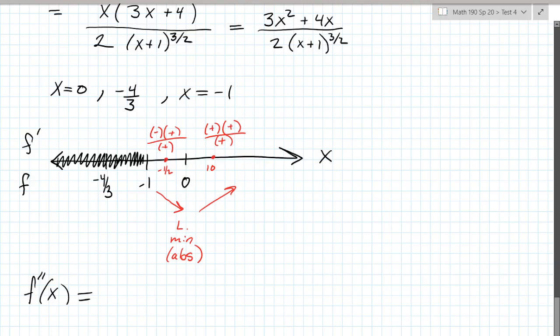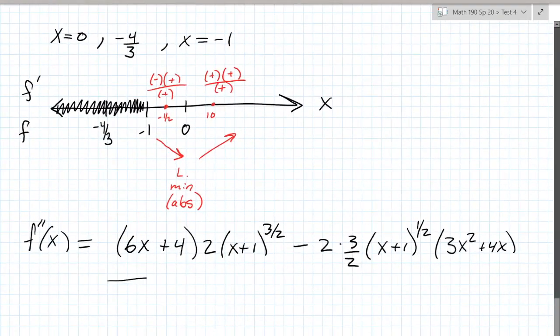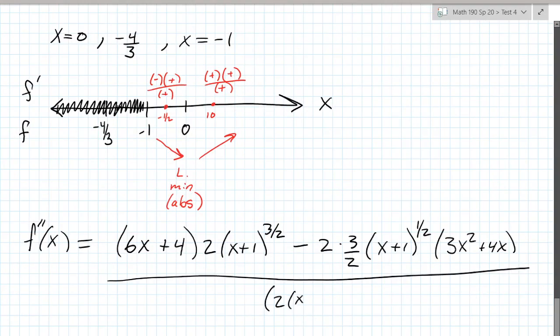Applying the quotient rule: derivative of the top times the bottom, minus the derivative of the bottom times the top, all over the bottom squared.